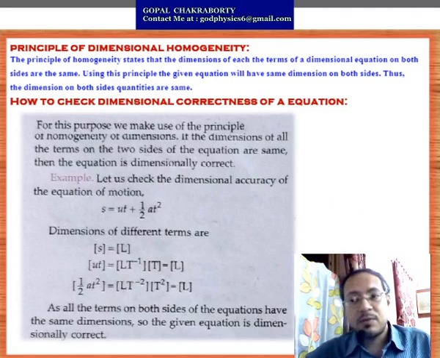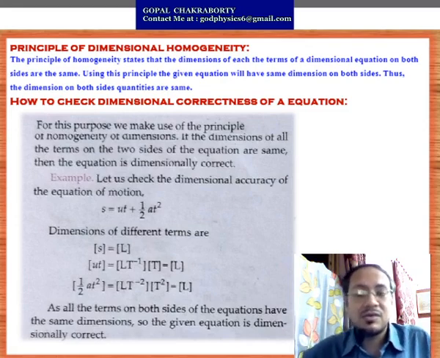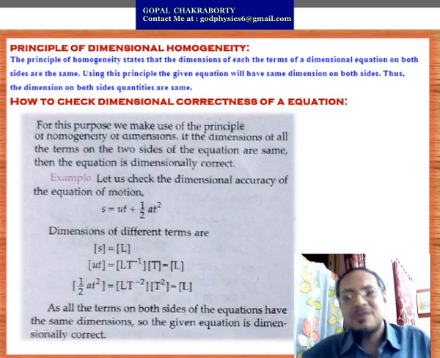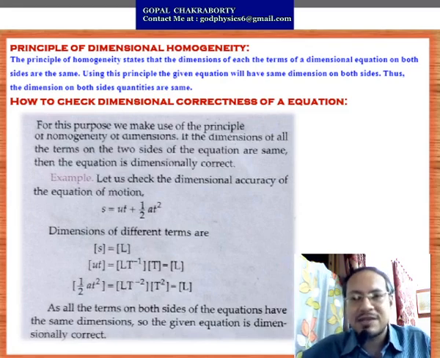Now another most important use of dimensional analysis is the principle of dimensional homogeneity. This principle states that the dimension of each term of a dimensional equation on both sides must be the same. Using this principle, the given equation will have the same dimensions on both sides. For example, consider the equation S equals ut plus half at squared. Here you have to find the dimensions of both sides.